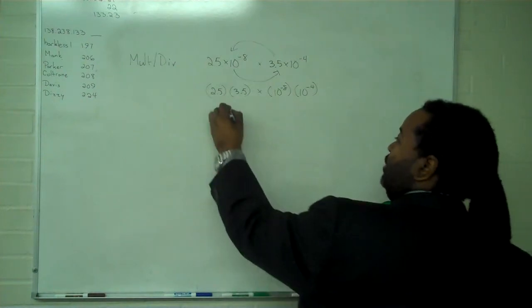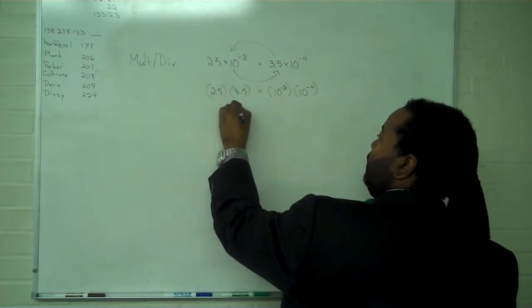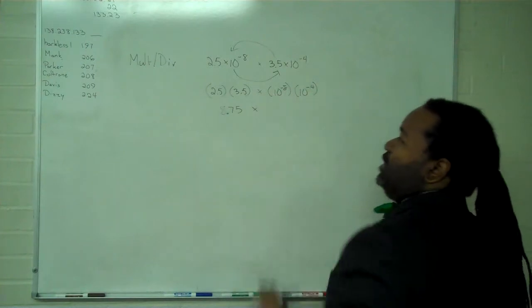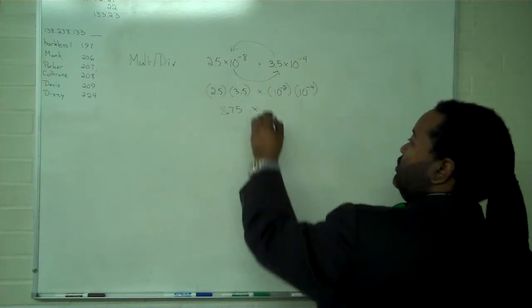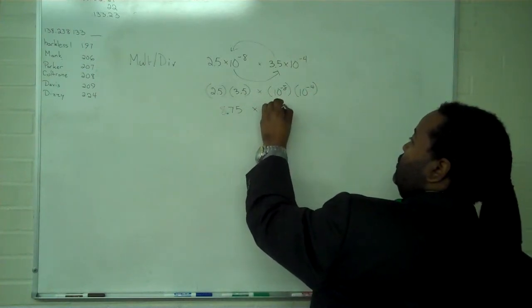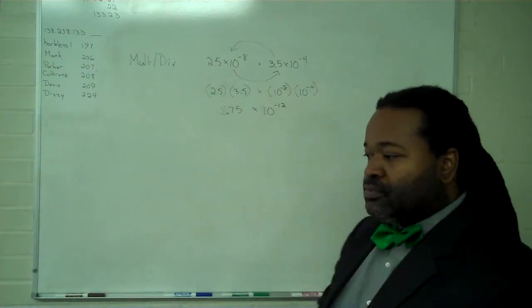And so we get 8.75, and I can just add my exponents here. So this becomes 10 to the negative 12.